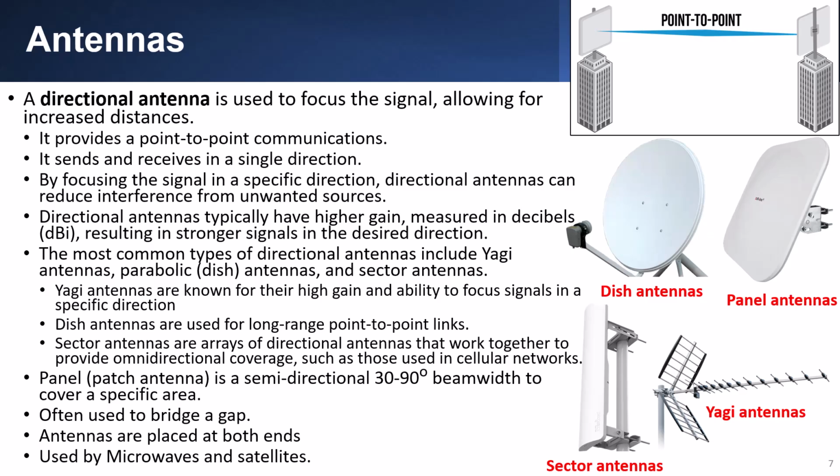networks. A panel or patch antenna is semi-directional, with a 30 to 90 degree beam width to cover a specific area. Directional antennas are often used to bridge a gap where antennas are placed at both ends. It is used by microwaves and satellites.